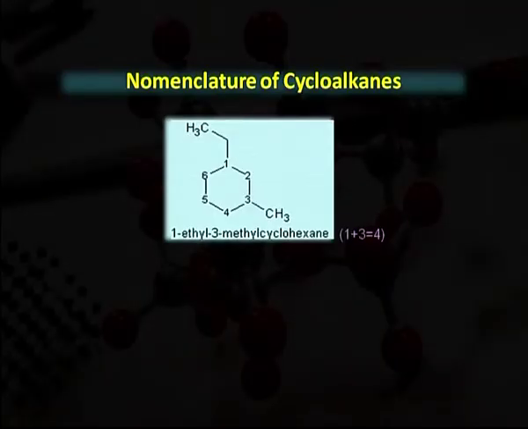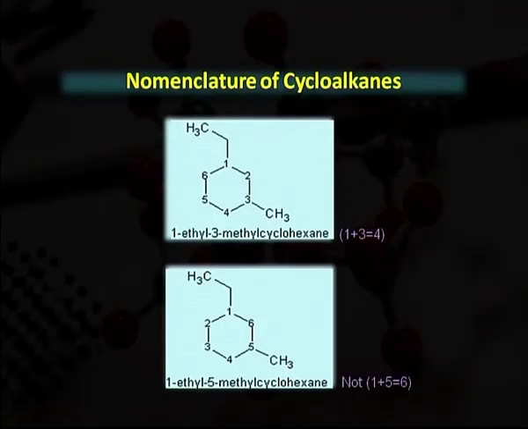The IUPAC name of this compound is 1-ethyl-3-methylcyclohexane, because carbon number 1 has the ethyl group, that is CH2CH3, and the methyl group is on the 3rd carbon atom. So, the sum of carbon 1 and carbon 3 is equal to 4.